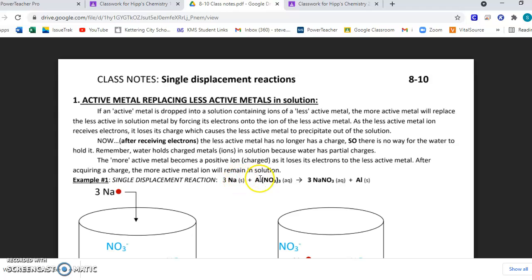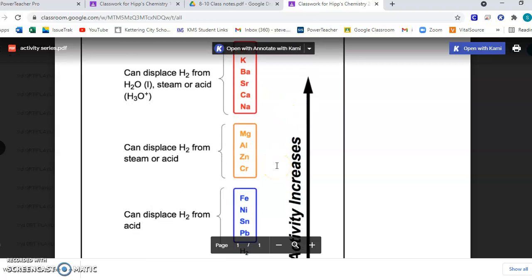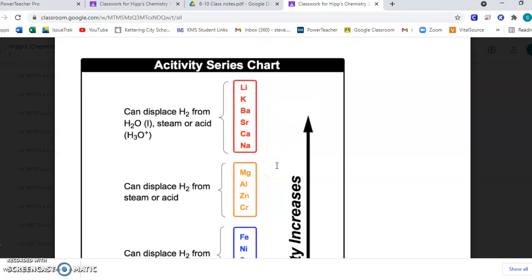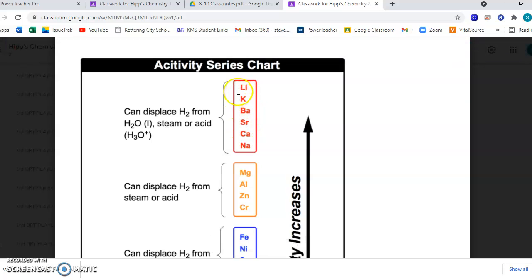Can sodium replace aluminum? In order to tell, what we need to do is look at our activity series. Here we have sodium. It's at the very top of the chart. It is in the extremely active metals range of the chart. Beneath it, in the also active but not quite as active section of the chart, we have aluminum. So sodium is above aluminum. Sodium can replace aluminum ions in the solution.